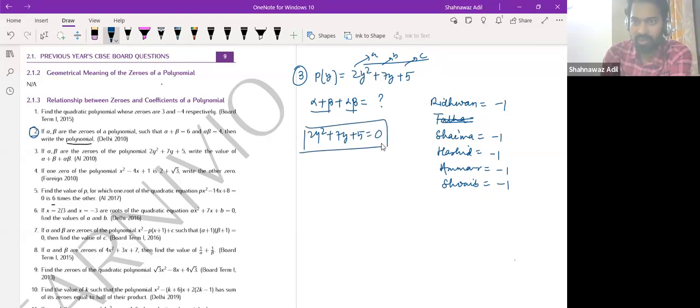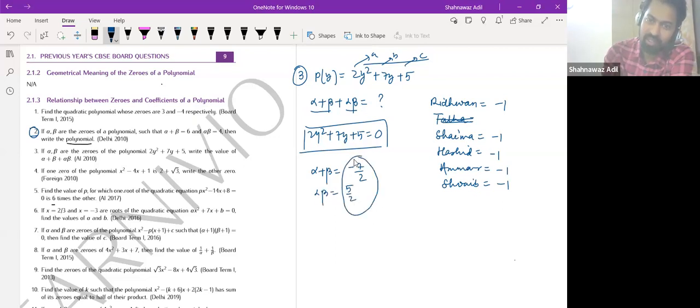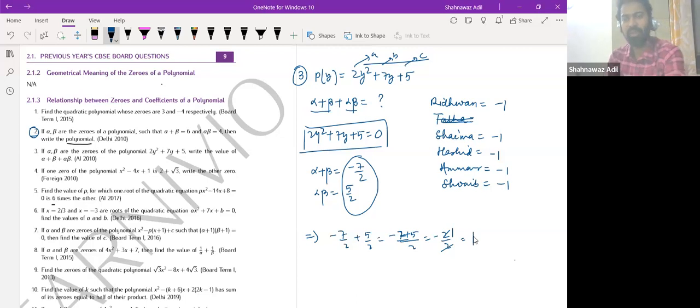Sir, I solved it. So we have to use this simple formula. No need to solve this equation, right? You know that alpha plus beta is minus B by A, which is minus 7 by 2, and the product is C by A, which is 5 by 2. So we just have to find this, right? Then we just put these values. Then we get minus 2 by 2. So both are correct. If you solve that, both are correct. But why do the extra work, right?